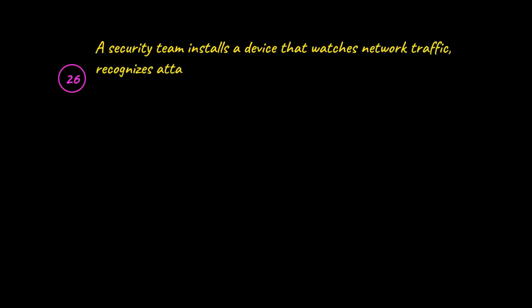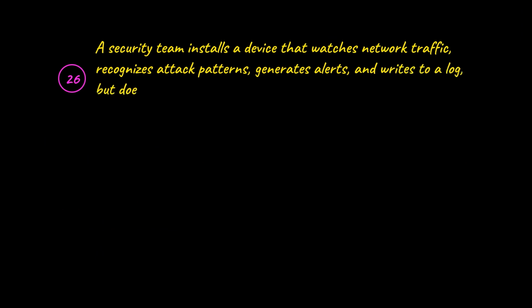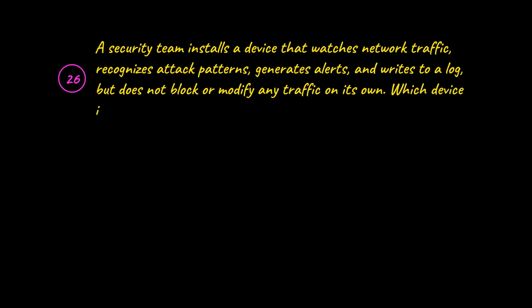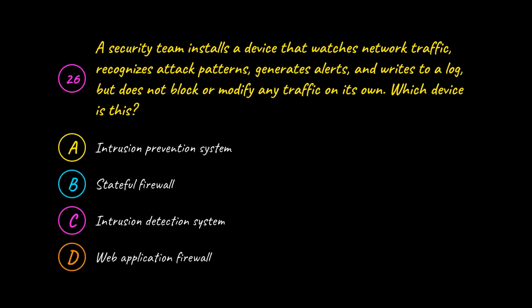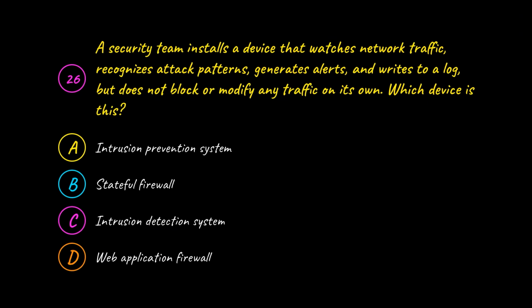Question 26. A security team installs a device that watches network traffic, recognizes attack patterns, generates alerts, and writes to a log, but does not block or modify any traffic on its own. Which device is this? Your options are: A, intrusion prevention system. B, stateful firewall. C, intrusion detection system. D, web application firewall. Take a second. Which answer would you pick?